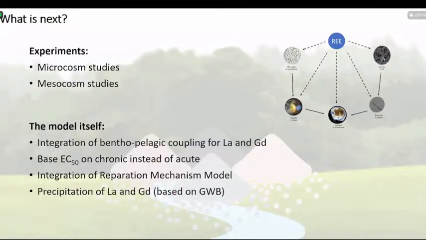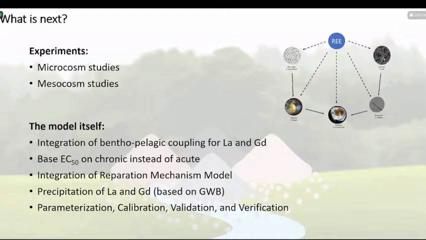And then also what I personally think is important is considering the precipitation of lanthanum and gallium, which I currently have based on Geochemist's Workbench, but Marion and I are working on modeling with Mintech in the algae. And I know some of you are more knowledgeable with PHREEQC. So I have to see what I do with it. And then at the very end, when I'm satisfied with my model, it also needs to be parameterized, calibrated, validated, and verified in order to be able to publish it.